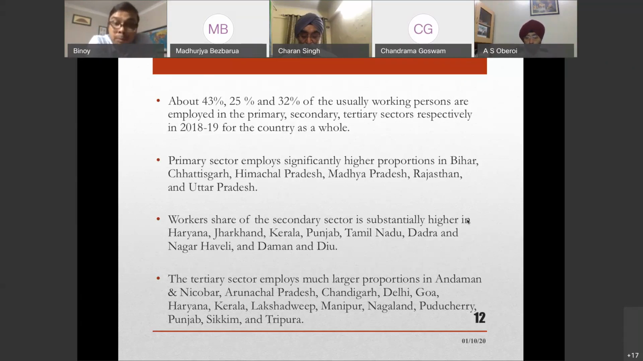When I say larger proportions or substantially higher, this is in relation to what it is at the national level. So I guess the argument is clear: we are looking at the sectoral compositions in terms of GVA, gross value added, as well as the share in employment, with the understanding that where the primary sector is prominent in terms of both GVA generation and employment generation, the impact of the lockdown or the pandemic could be less severe compared to the states where the secondary and tertiary sectors are more prominent.